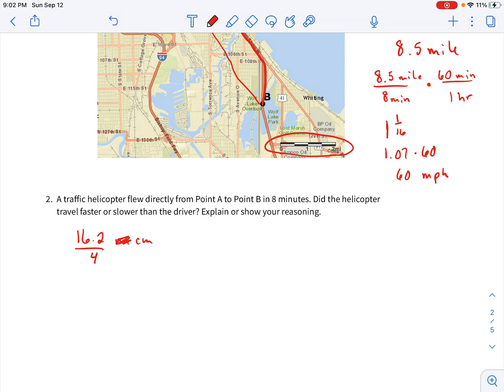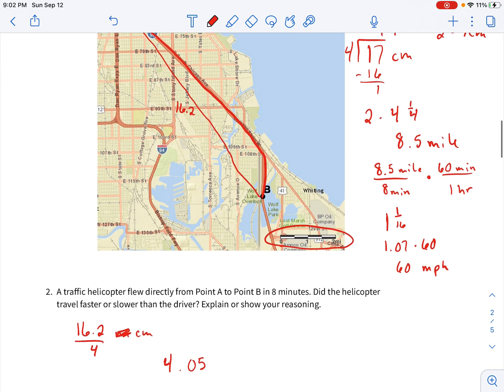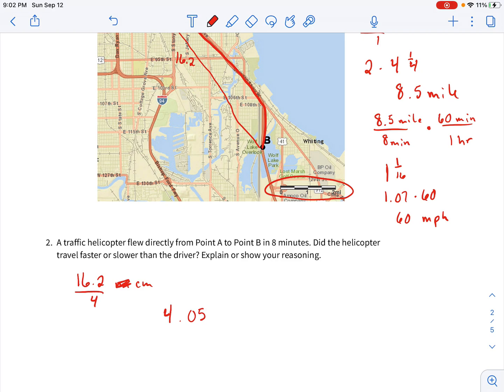Okay, so if we're going to go to 16.2, that's roughly 4 times, and that would be 4.05. So the distance they travel is 4.05 centimeters. Oh, sorry, no. Each one of those represents 2 miles. That's right. So then you have to multiply this by 2 to get our full amount of miles. So 4 times 2 is going to come out roughly at 8 miles.